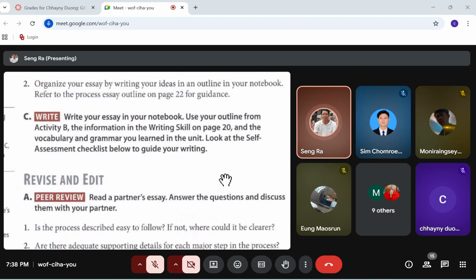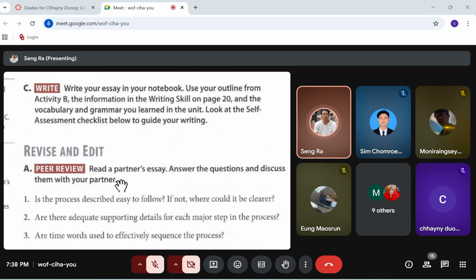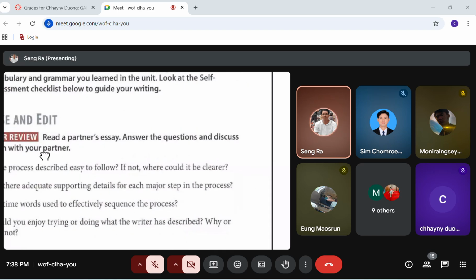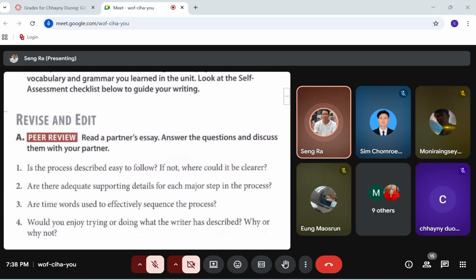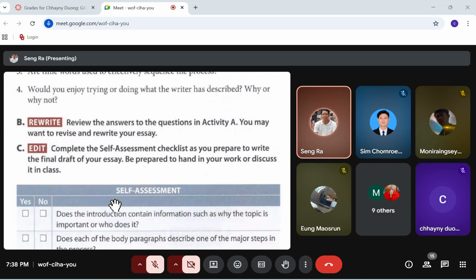And then you start writing. You write your essay in your book. Use the outline from the activity and the information in the writing skill. So this is process writing. You write a process essay as a process. Then revise and edit it.